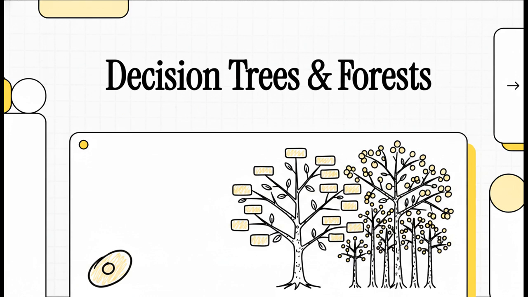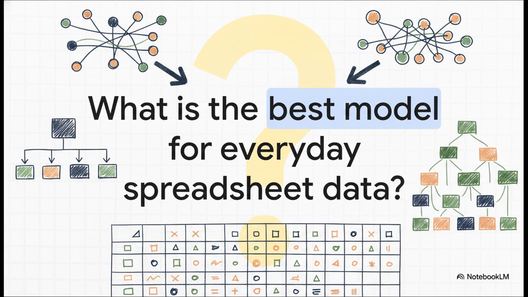Let's dive in. In today's tech landscape, the hype is everywhere. It's so easy to just assume you need a massive, power-hungry neural network for absolutely everything you do. But honestly, when it comes to the kind of everyday tabular data you'd find in a standard spreadsheet or a SQL database, is a complex neural net really the best tool for the job?